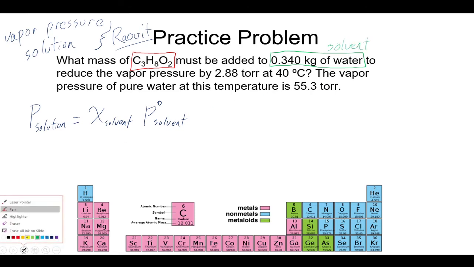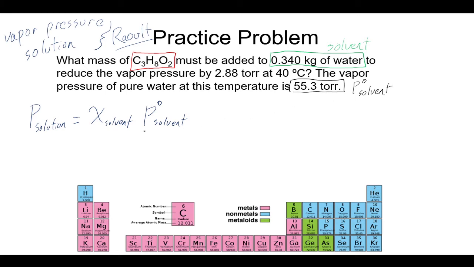What else do I have here? I have the fact that the vapor pressure of pure water is 55.3 torr, so that seems important. That is my pure solvent vapor pressure, so I know I'm putting that in right here. I'm also told that when I add this solute to the solvent, the vapor pressure reduces by 2.88.